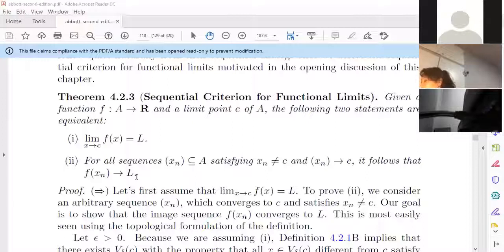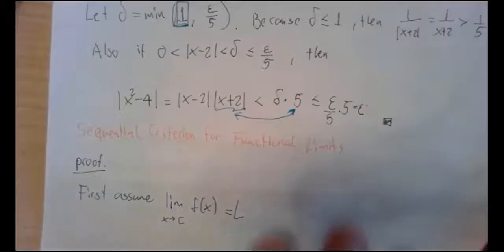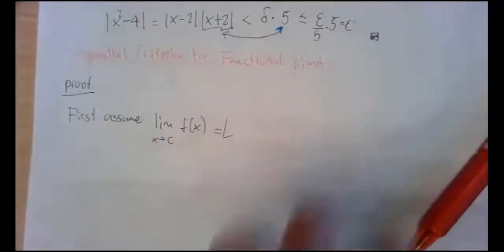All right. So let's prove this statement. Proof. And we're going to first assume that the limit when x approaches C is L. So we're going to do the proof with the arrow pointing in the positive direction. All right. So let's start with this.